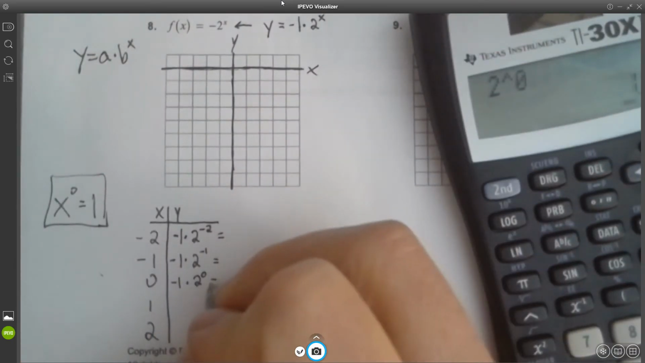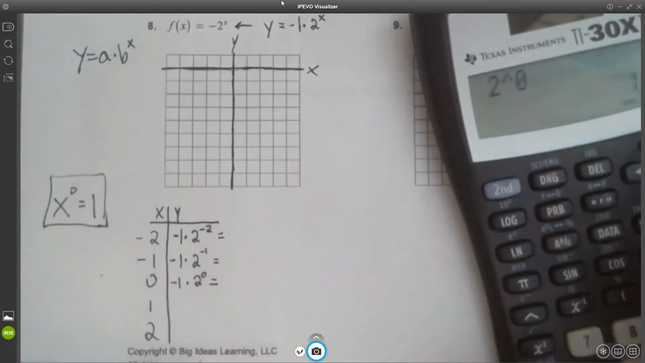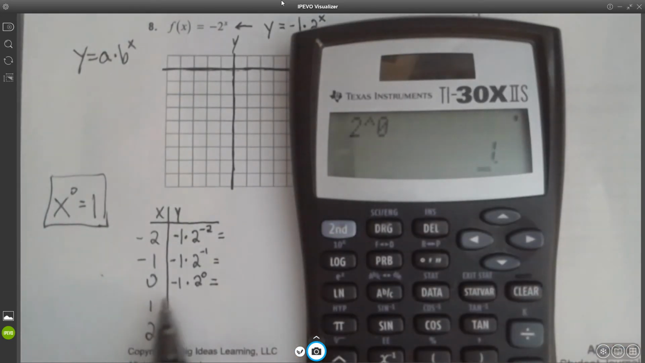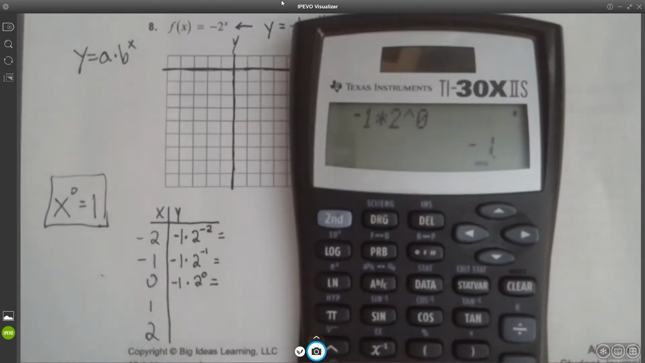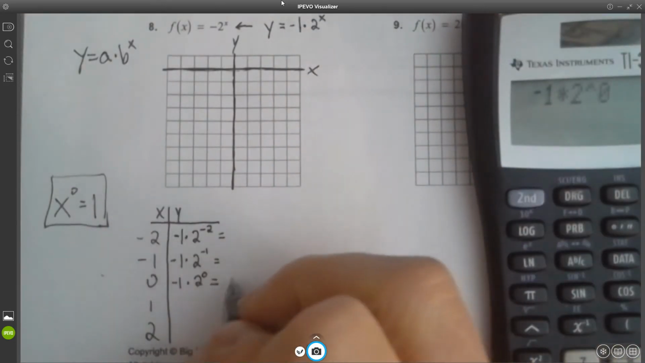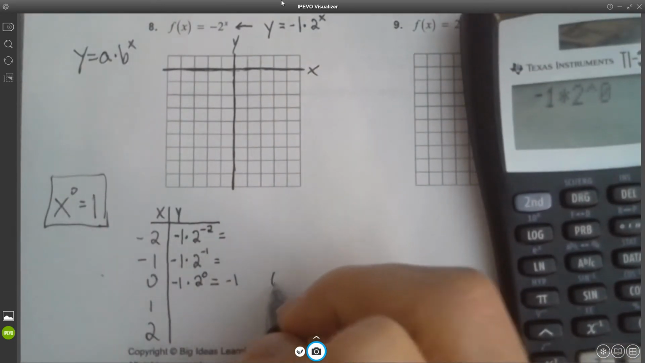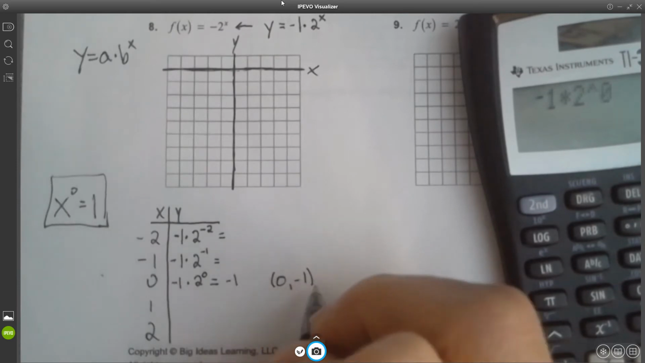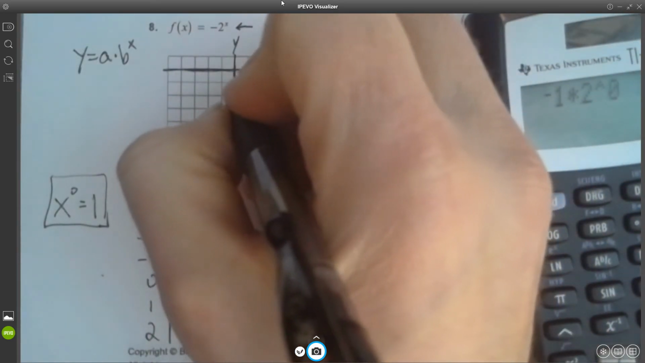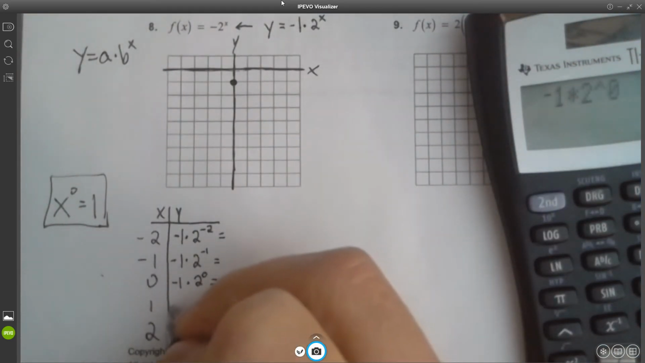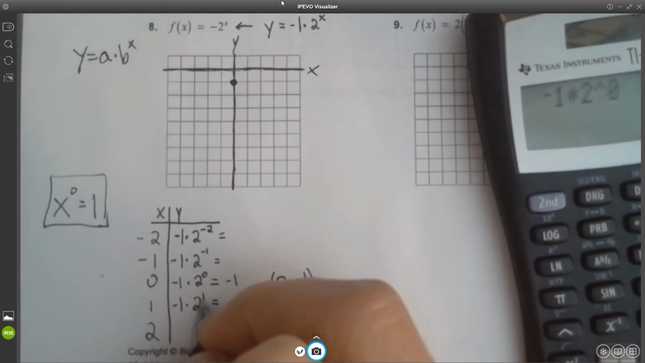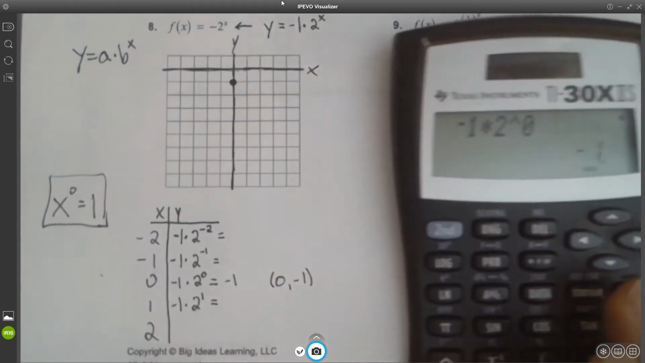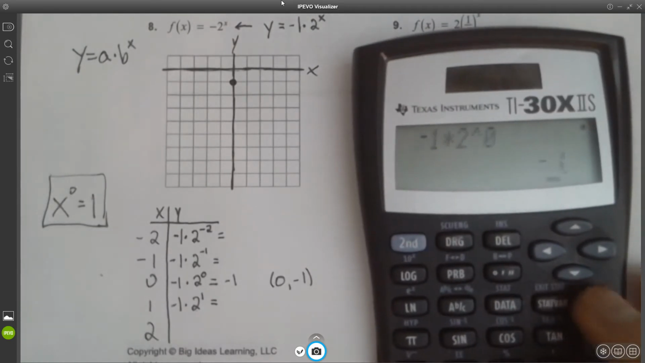So our first y value then would be that 1 times -1. So -1 times 2 to the 0 power, that's -1. So our first y value is -1, which means we're graphing the point 0, -1. So that's right here. Our next y value would be -1 times 2 to the first. Well, 2 to the first, that is 2, and 2 times -1, we should get -2.